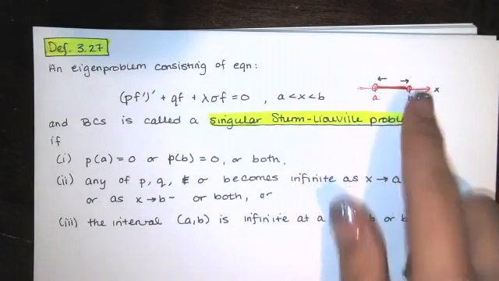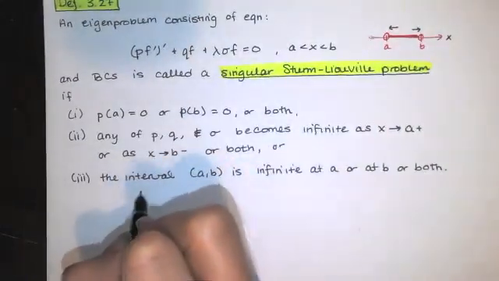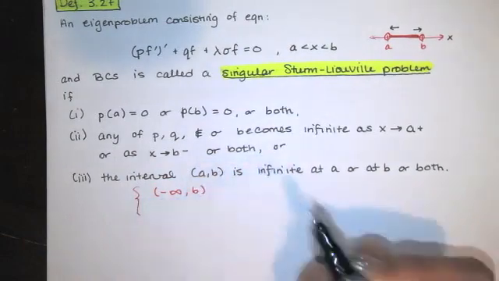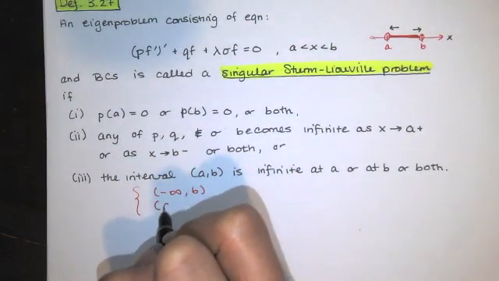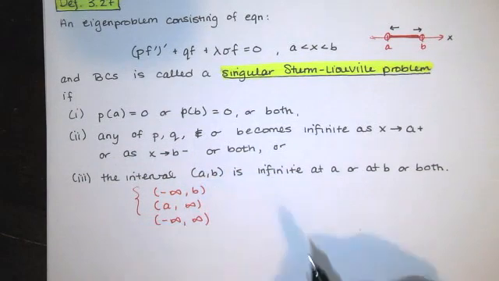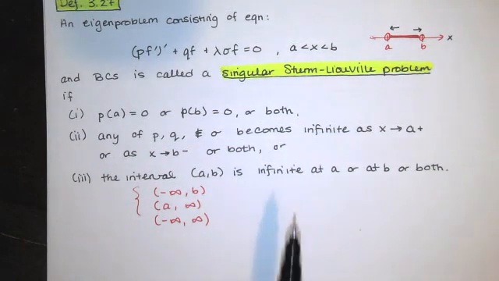Or if the interval itself is infinite, so the possibilities here are, our interval might be from negative infinity to b, or our interval might be from a to infinity, or our interval might be from negative infinity to infinity. In any one of those cases, we've got a different type of problem than we have with our regular Sturm-Liouville problem. Things need to be handled differently. So this is a singular Sturm-Liouville problem.